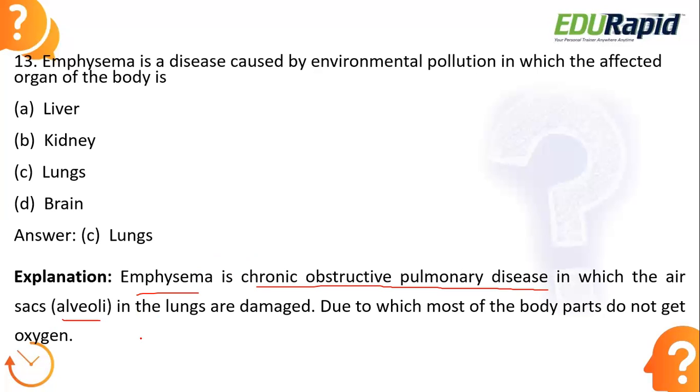The gaseous exchange happens here in the alveoli. Specifically, these alveoli are the organs which will get affected in a person who is suffering from emphysema. Due to this, there can be a lack of supply of oxygen to the various parts of our body. Different parts of our body will not get the enough amount of oxygen required for metabolism. Moving to the next question.